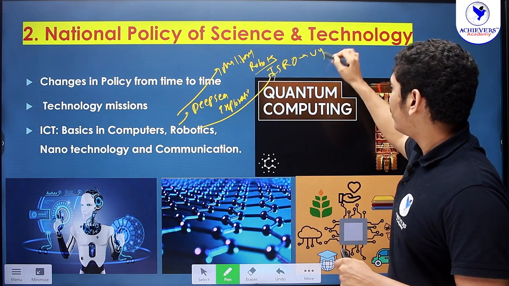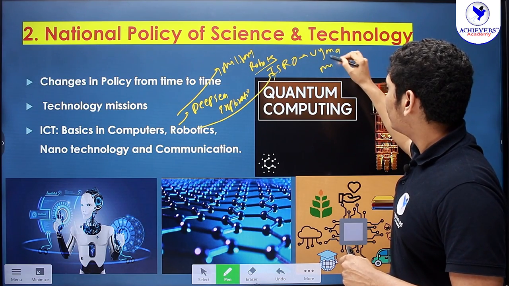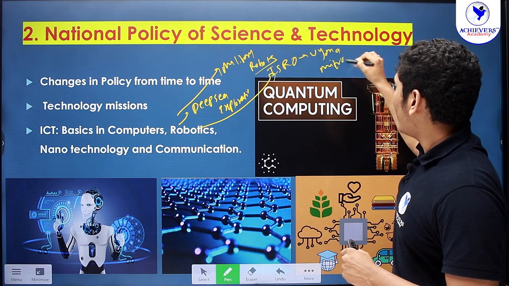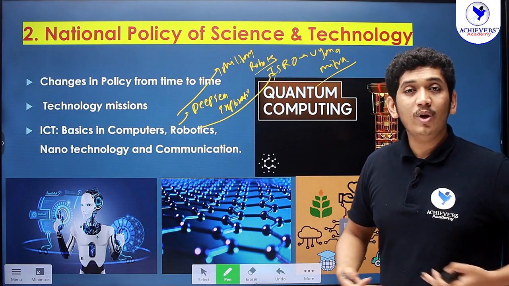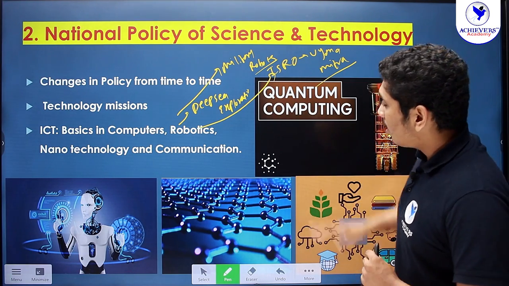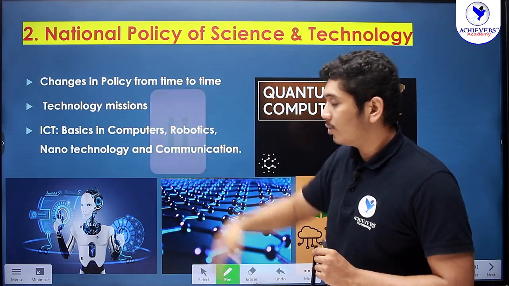Now you will learn about military robots, and in space, the Indian ISRO has developed Vyoma Mitra, a humanoid robot who has only a torso, isn't it? So all these things we'll discuss in robotics.